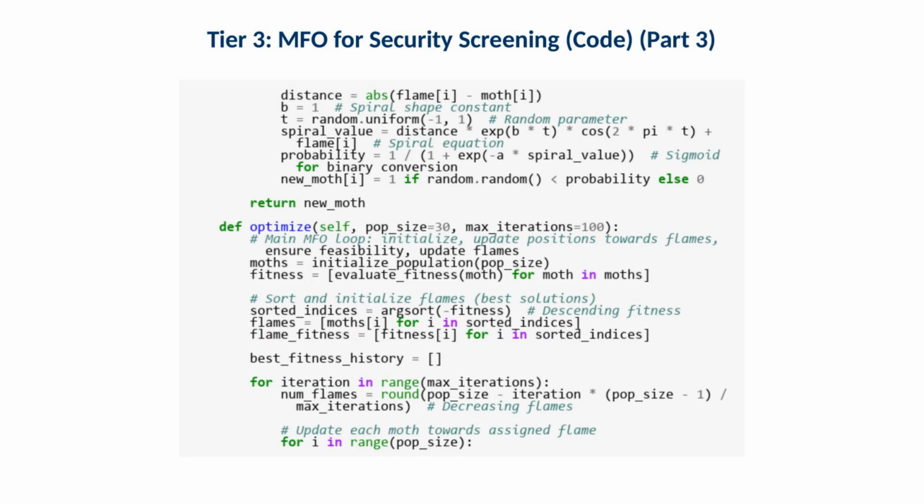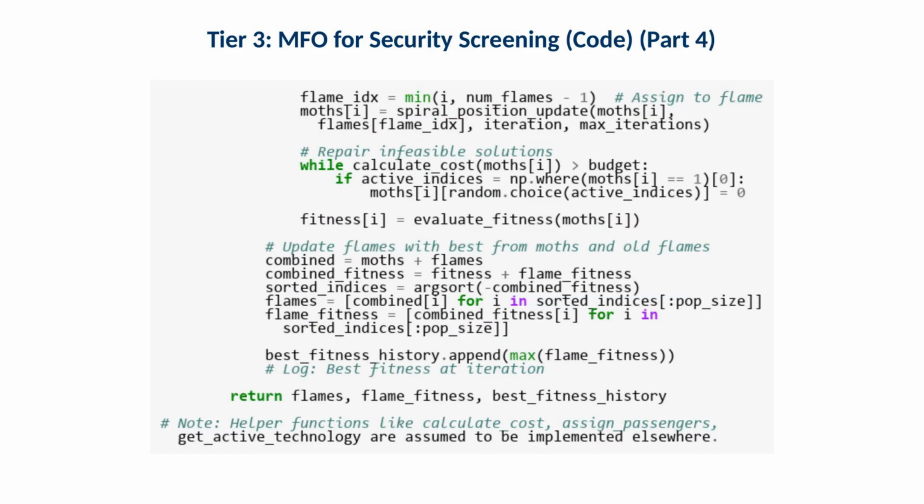Here you typically see the main update loop. Update moth positions toward flames, repair any infeasible solutions, reevaluate fitness, and refresh the flame set. In practical terms, each iteration is a new candidate checkpoint layout and routing plan, tested for detection, alarms, and service levels. This segment often handles convergence tracking and stopping criteria, such as a fixed number of iterations or no improvement over a window. In deployment, you choose this based on available compute and how quickly the checkpoint configuration must adapt.